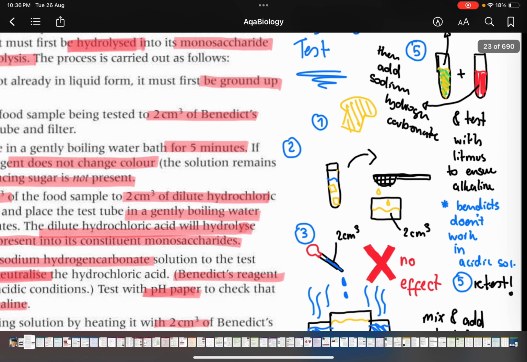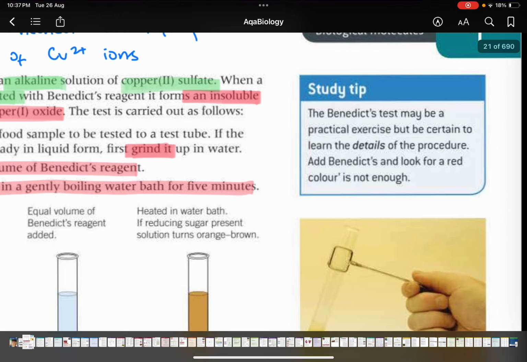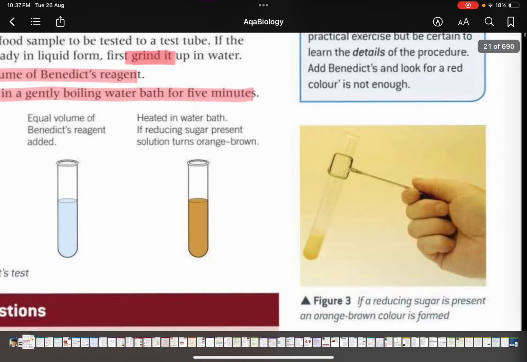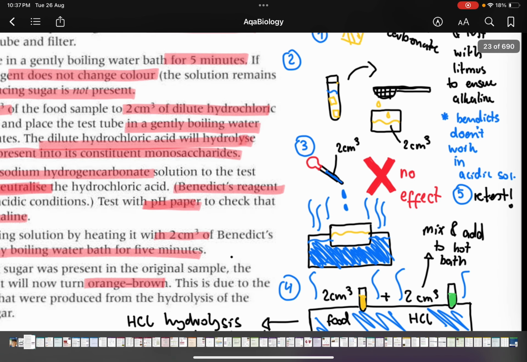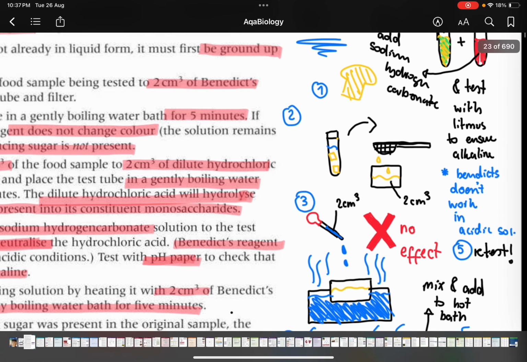Now, I know this seems really overwhelming and really complicated, but really it's not that bad. I'll break it down. So Benedict's test, we already learned about that. But essentially, perform your Benedict's test, no color change. You're going to add equal amounts of your sample to equal amounts of hydrochloric acid in a hot water bath. This hydrochloric acid should hydrolyze the food sample, breaking it down into its constituent monosaccharides. Once that's done, we're going to add sodium hydrogen carbonate, and then we're going to test to ensure that the sample is alkaline. You can test it using litmus paper.